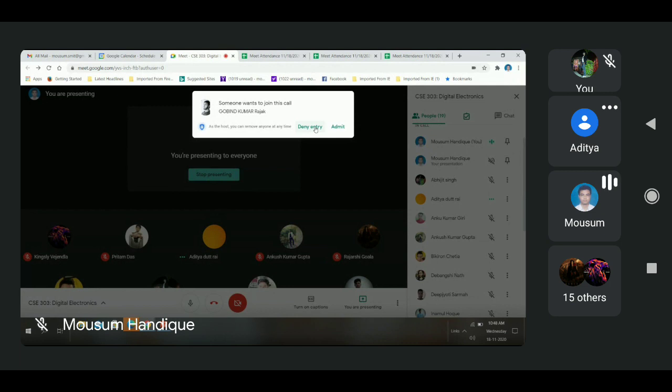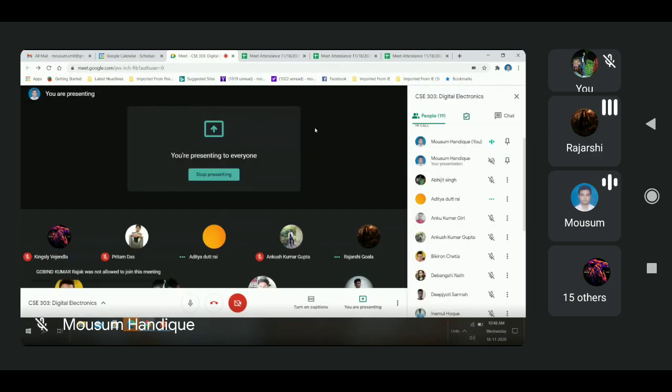Who is Govind Kumar Rajap? So, a student from our semester. Third semester student. But he joined earlier, why did he leave this meeting? Or did he freshly join this meeting?